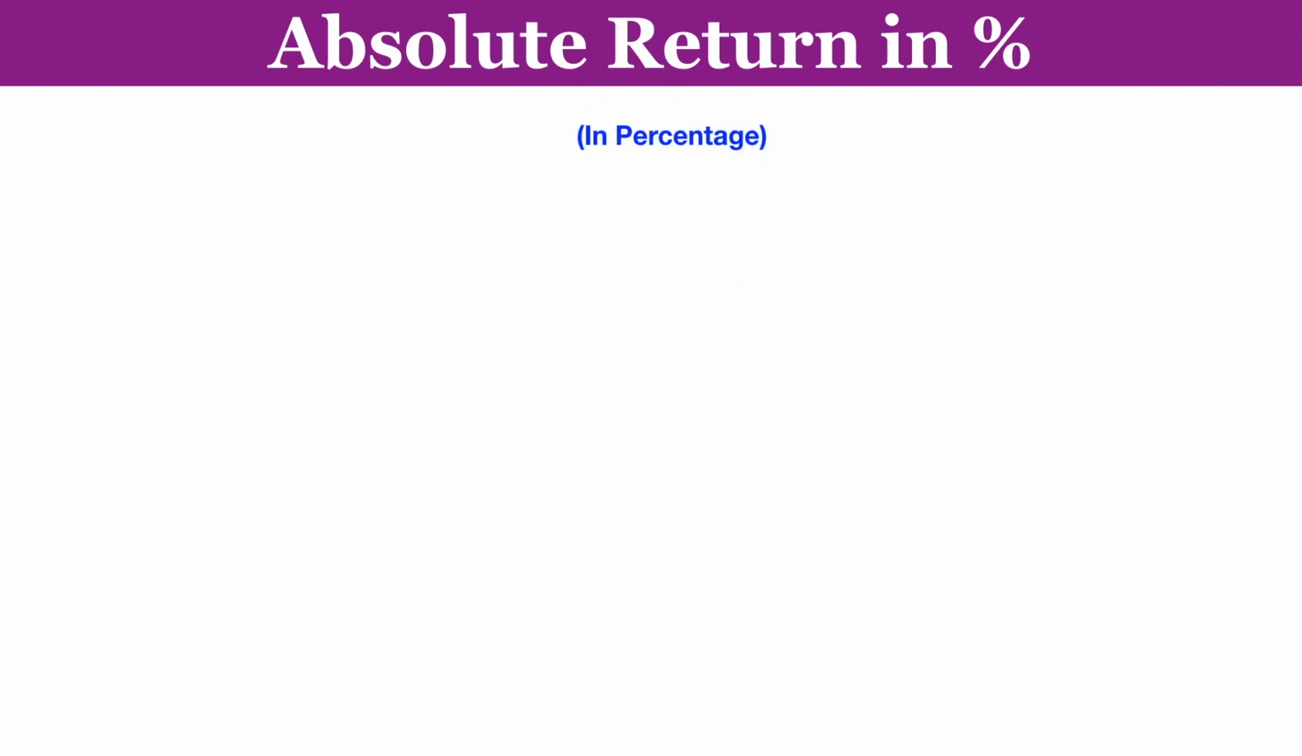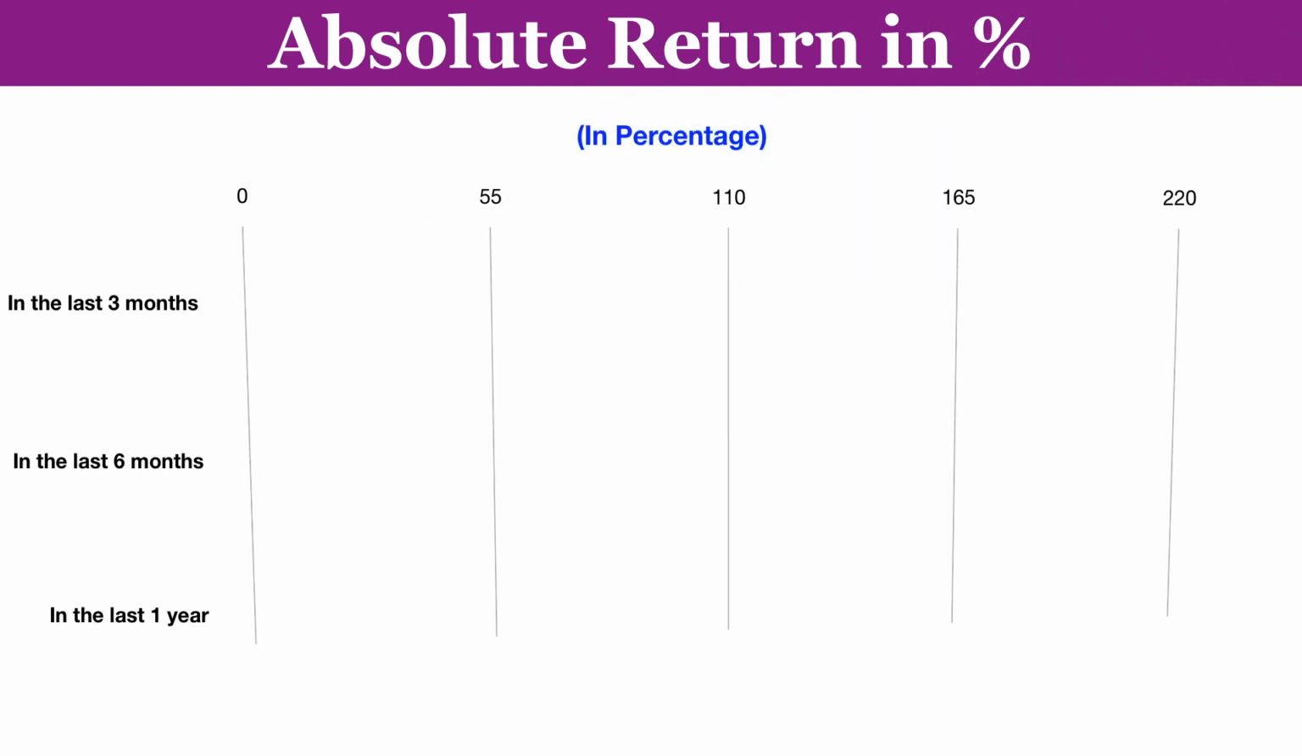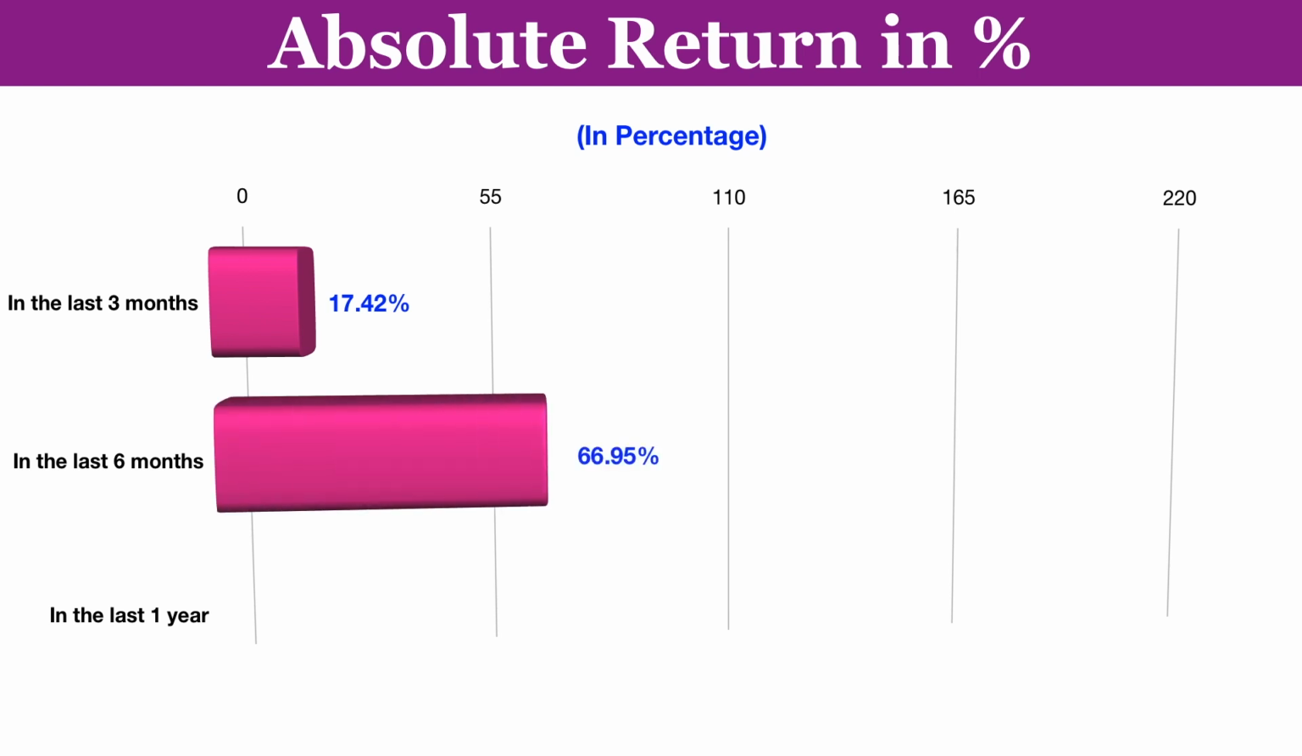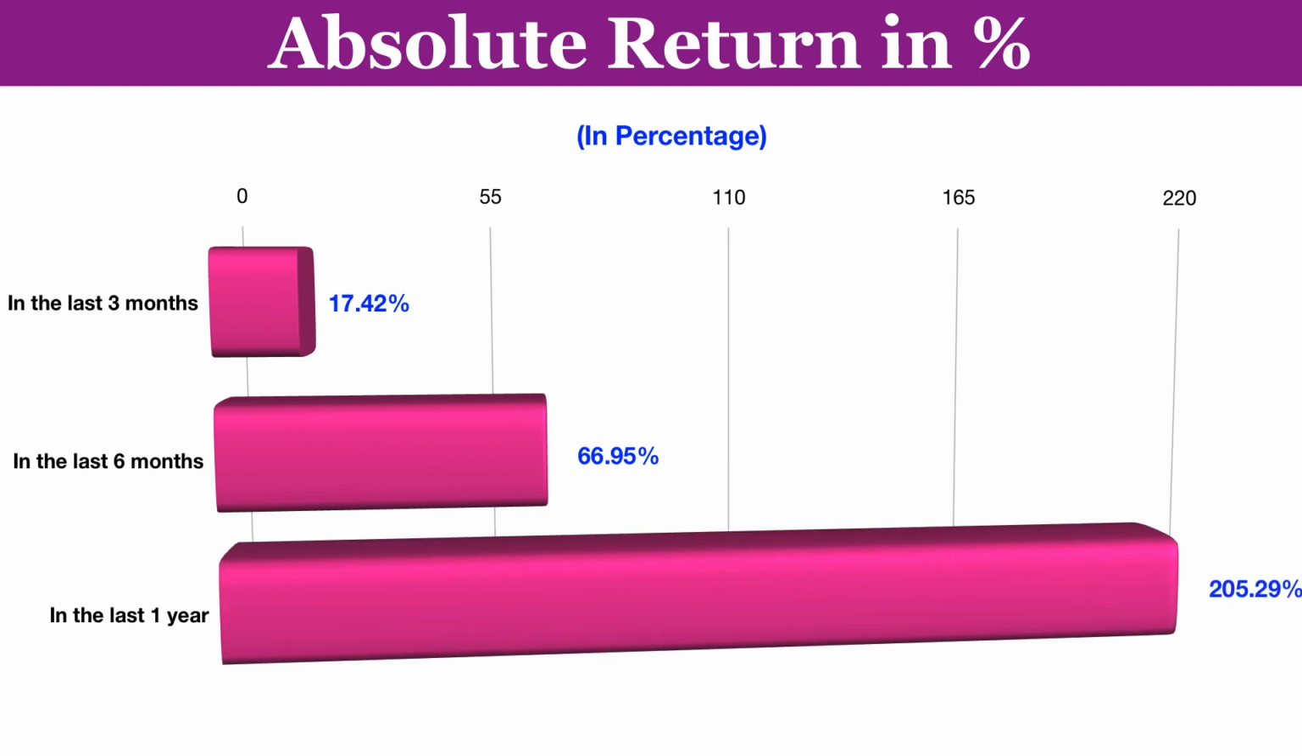In the next section, we will understand the absolute return in percentage. If you had invested in this mutual fund in the last 3 months, you would have got a return of 17.42%. In the last 6 months, it would have given a return of around 66.95%. When you consider the last 1 year, it would have given a return of 205.29%. To make the calculation easier, I have given the calculation for an amount of 10,000 invested as lump sum.